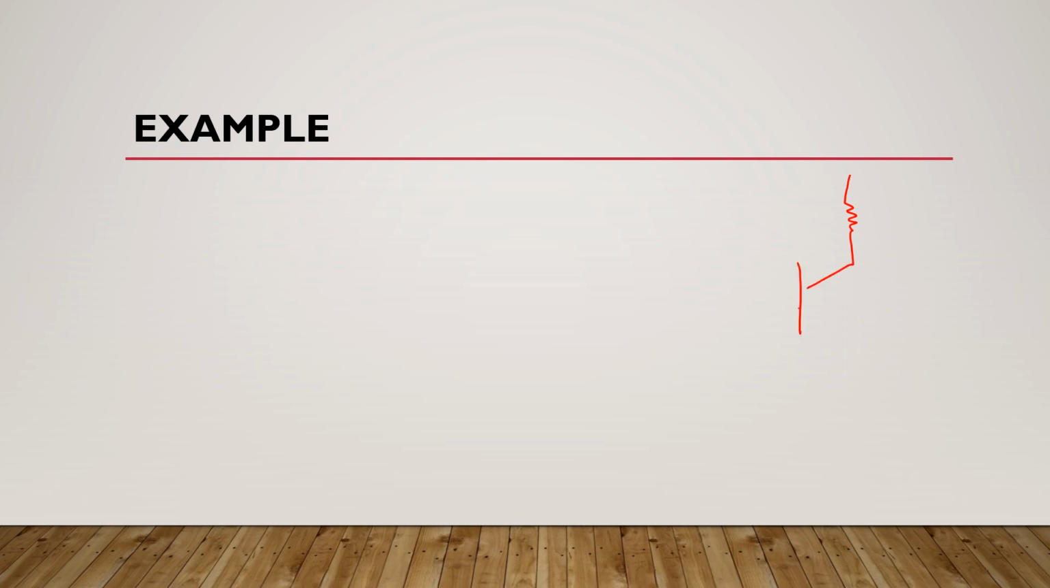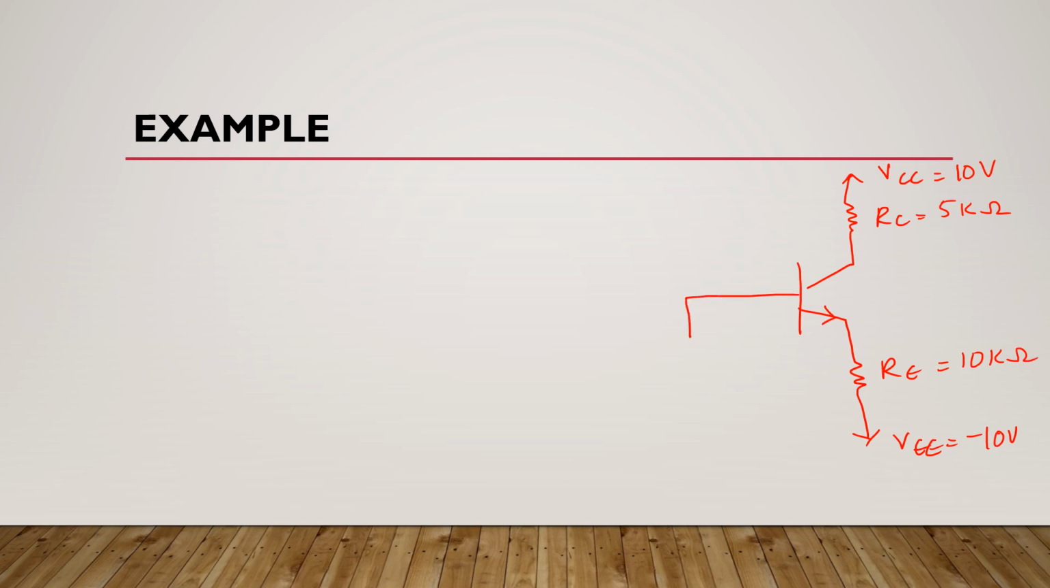where this is VCC, which is 10 volts, this is VEE, which is minus 10 volts, this is RC, which is 5 kilo ohms, this is RE, which is 10 kilo ohms, and here this VBB is grounded and it is an NPN transistor.